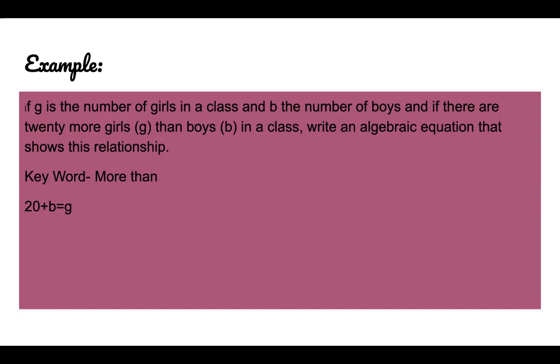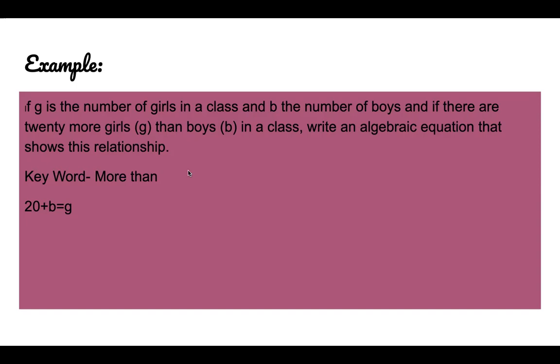Okay, so if G is the number of girls in a class and B the number of boys, and there are 20 more girls than boys. So we put a group of girls and boys together. Girls are over here, boys are over here. There's 20 more over here.